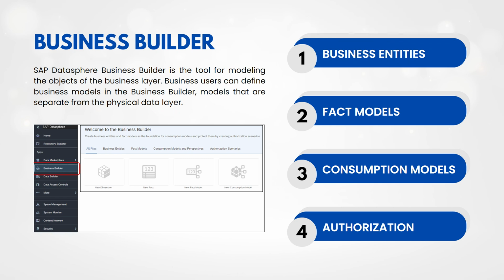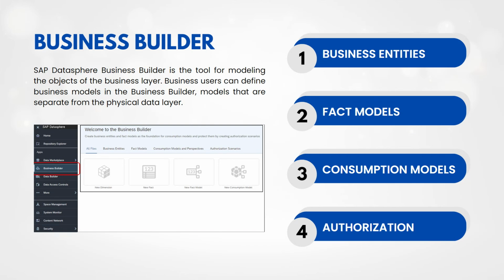Let's understand with an example. Suppose there is a retail company that uses SAP DataSphere. Now the business user wants to create a model for the sales order, and this model includes the business concepts. So the business user can focus on defining the sales order models on the business layer without worrying about how this data is stored in the tables on the physical data layer. Basically, this separation ensures that the business logic is clear and can be easily adjusted without altering the underlying data structures. So this is the Business Builder.